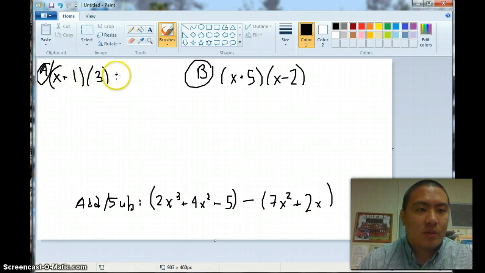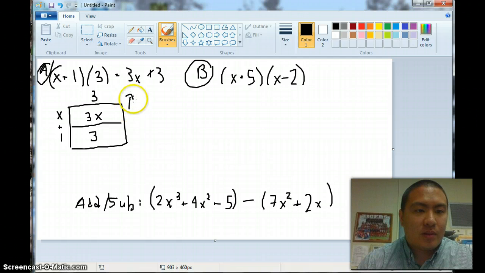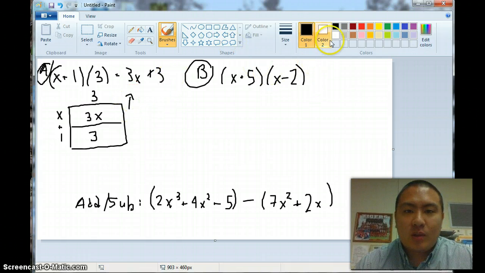So if we distributed, it would have been 3x plus 3. But if we did the area model, we knew we would have this area. One side would be x plus 1, and the other side would just be 3. Now if I multiply, I would get 3 times x, 3x, and 3 times 1, which is 3. When I add these two things together, I get 3x plus 3. Alright, so the next one is through the area model.